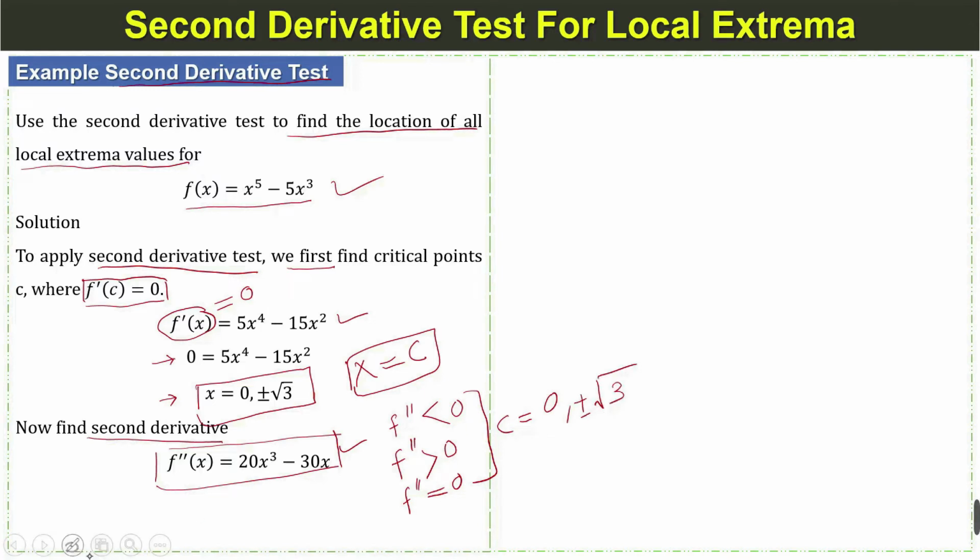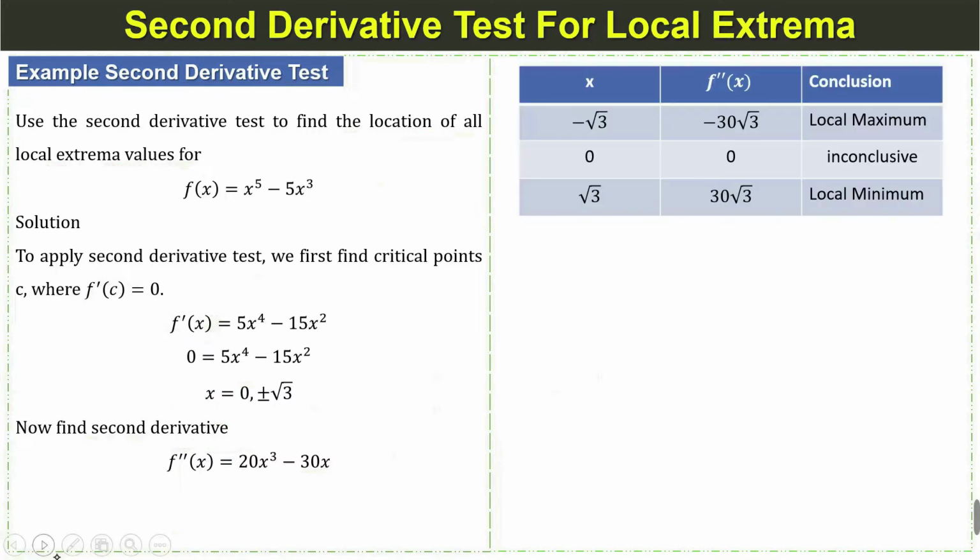Okay, so here we have all the critical points: x is equal to minus √3, x is equal to 0, and x is equal to √3. At these points, the value of the second derivative of the function is this one, and at 0 it is equal to 0, and at √3 it is positive.